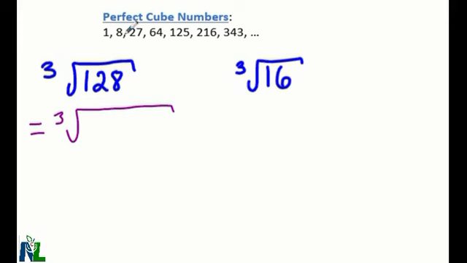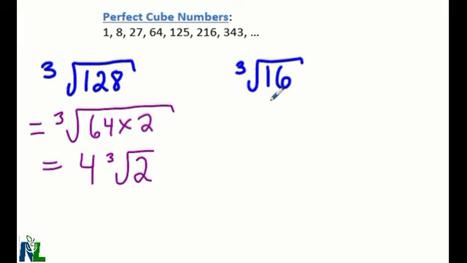So when I look through my list, the number 64 I know divides into 128. So I'm going to rewrite that as the cube root of 64 times 2. Now, 64 is a perfect cube number. So the cube root of 64 is 4. If you need to use your calculator to find the cube root of 64, that's fine. You could use that. So I'm going to rewrite this as 4 cube root 2.